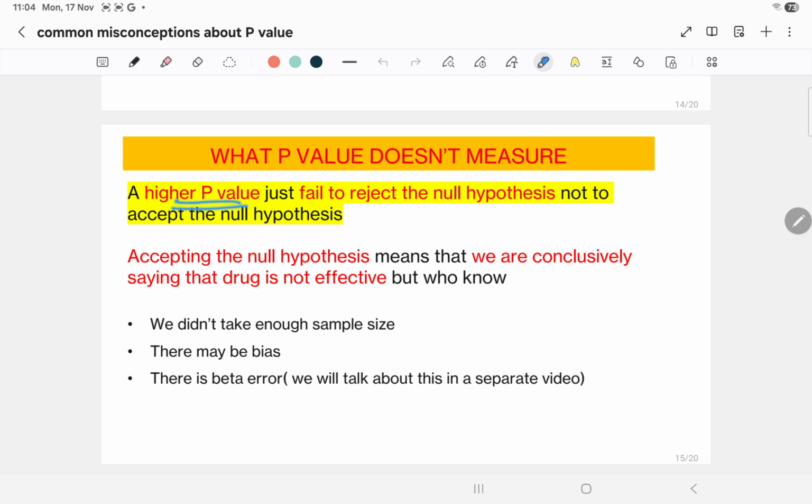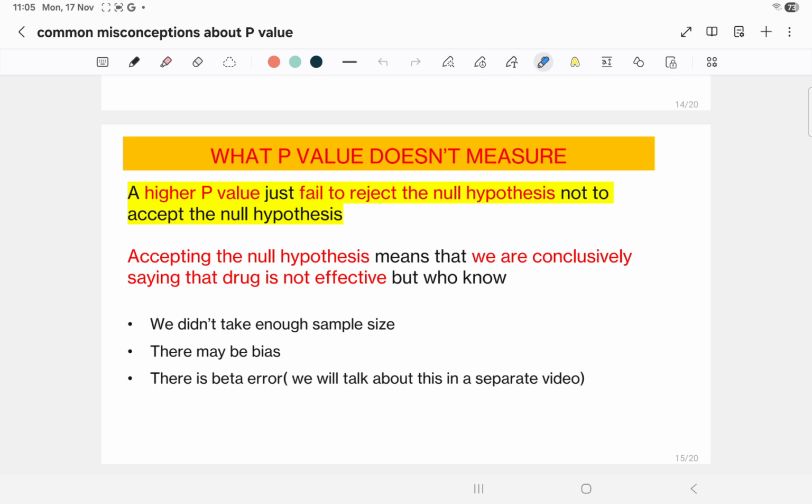So a higher p-value just means we failed to reject the null hypothesis, because there can be many reasons for a higher p-value. Like we didn't take enough sample size, there may be bias, and there may be beta error. We will talk about this in a separate video. So if we didn't have enough sample size, or there was a bias, or there was a beta error, we get a higher p-value, even if our study is successful.